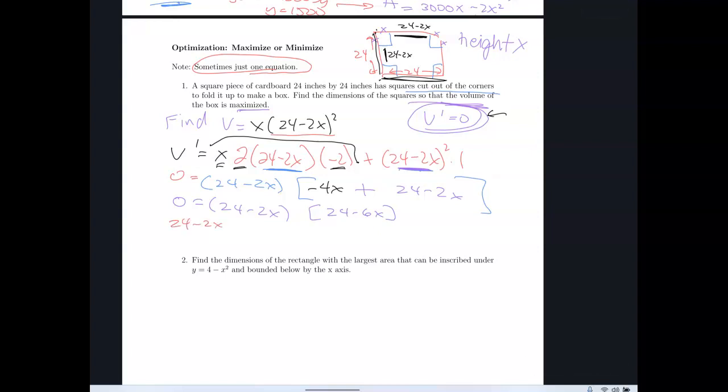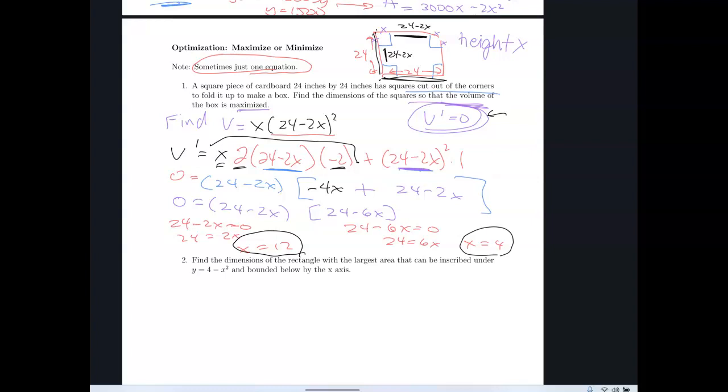So 24 minus 2x is 0, 24 minus 6x is 0. So this gives me x is equal to 4. 24 equals 2x. This gives me x is equal to 12. So I did mention that there's going to only be one critical number. Here I have 2. So do both of these make sense?